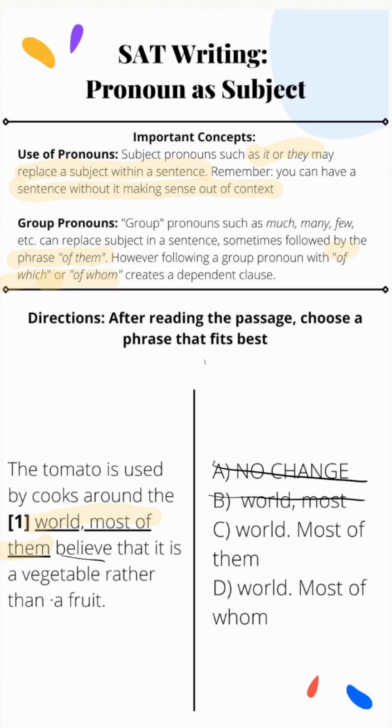Now let's look at the last two options. We have world period, most of whom, world period, most of them. Now we remember that of whom will create a dependent clause, so we can't use a period in that case to make it a separate sentence. That would mean C is our correct option. Most of them is still considered a complete sentence, and it has the correct use of a period between world and most.